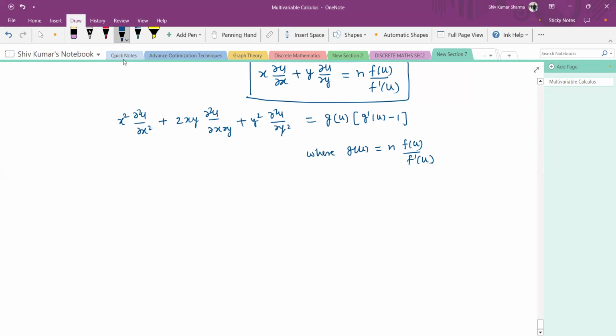Now we solve some problems related to Euler's theorem. Problem based on Euler's theorem and its deductions.